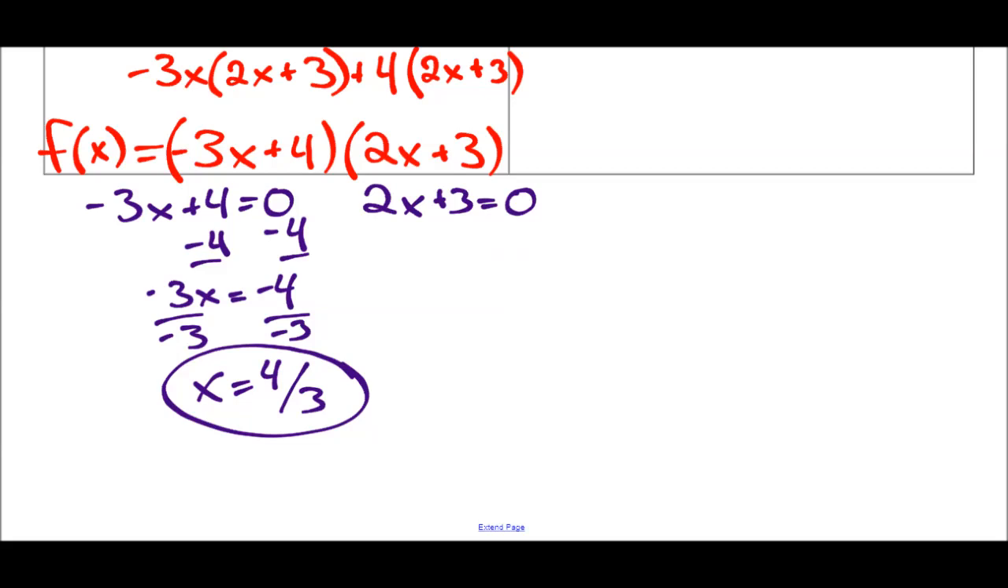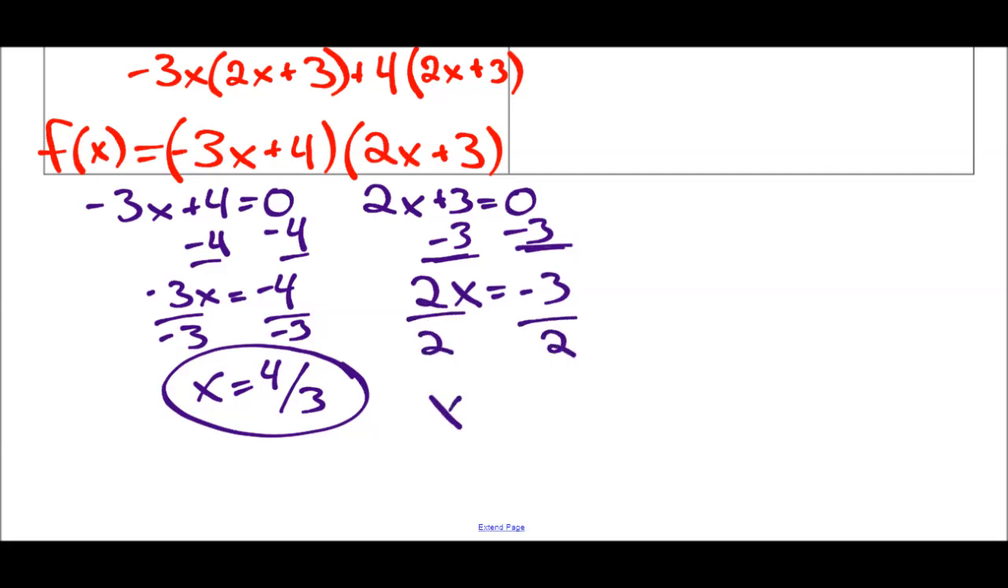On the next one, I'm going to subtract 3 from both sides. I'm trying to get x by itself, so I'm working order of operations backwards. I have to subtract 3 first. It gives me 2x equals negative 3, and then I divide by 2. That gives me a negative 3 halves. Those are my two solutions, 4/3 and negative 3 halves.